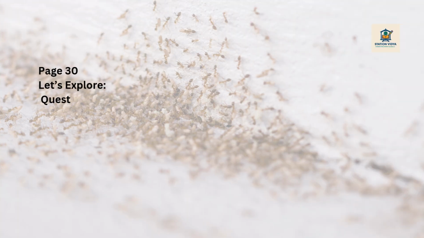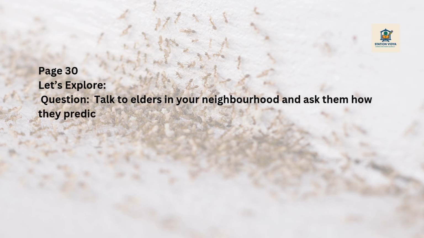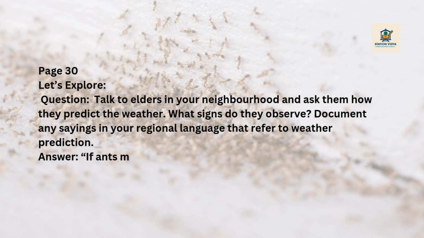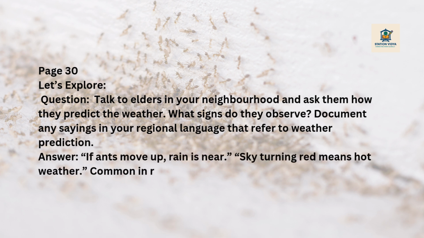Page 30. Let's explore. Question. Talk to elders in your neighborhood and ask them how they predict the weather. What signs do they observe? Document any sayings in your regional language that refer to weather prediction. Answer. If ants move up, rain is near. Sky turning red means hot weather. Common in rural areas.